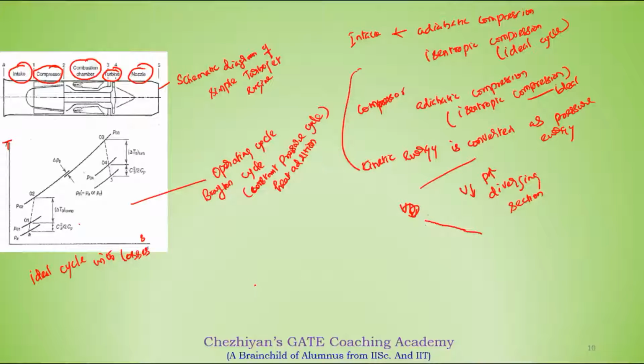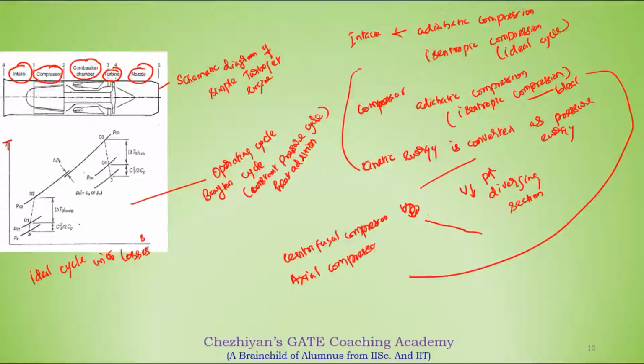Okay. So next, in the case of a compressor, there will be two types of compressor: the centrifugal compressor and another is your axial compressor. Basically, modern day gas turbine engines are using an axial compressor extensively. Here you are going to have a rotor plus a stator. A combination of rotor and stator is called a stage, one stage.